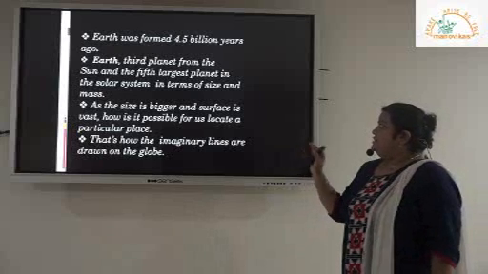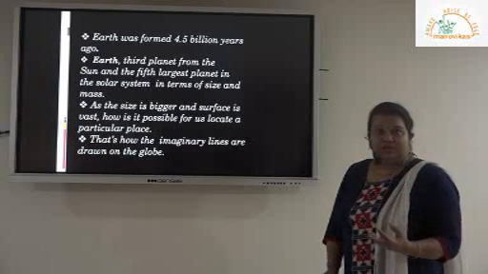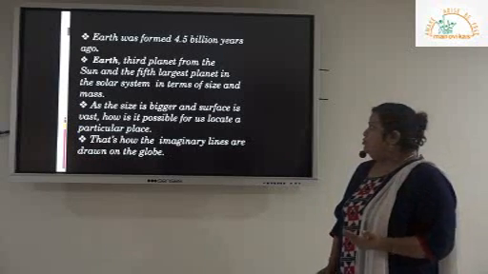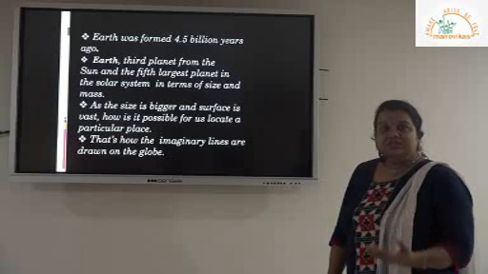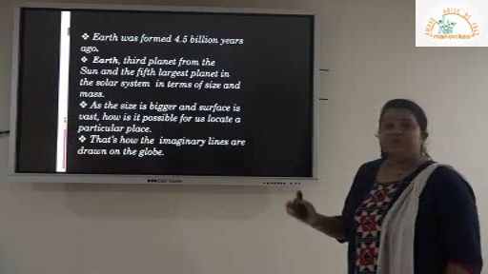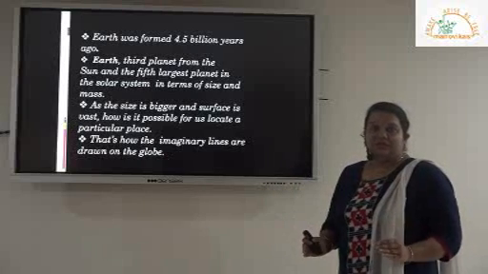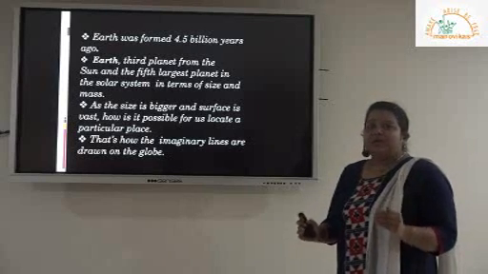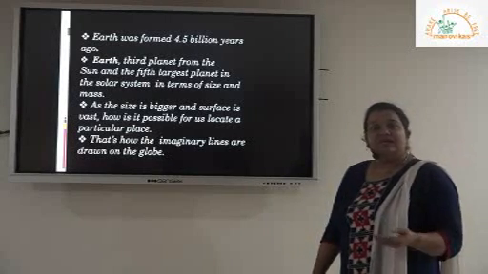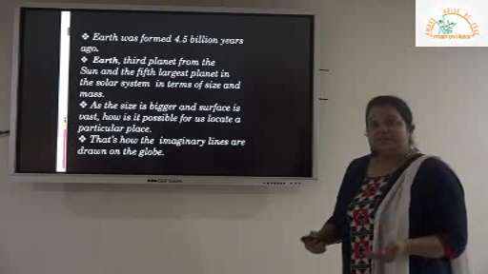Coming towards the size and the surface of the Earth, for any particular person to find out the location of a place, it is very important to have some coordinates. And these coordinates work with the help of imaginary lines. Imaginary lines are nothing but your latitudes and longitudes. We have studied about latitudes and longitudes in lower classes as well, but today we are going to understand them in a much more detailed manner.